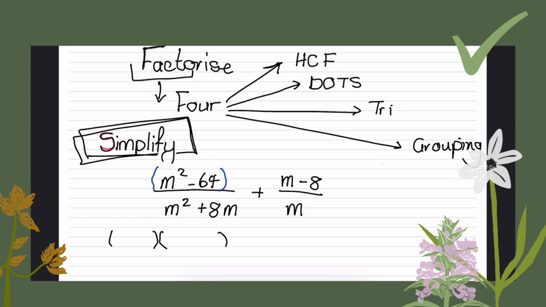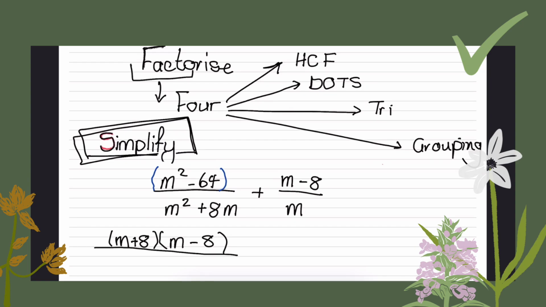I square root my m squared and I square root my 64. Understanding that 4 times 4 is 16, so it's definitely not that. I think it's quite obvious. We say 64 square root is 8, so then we know it's 8 times 8. So we're going to have m plus 8 times m minus 8.